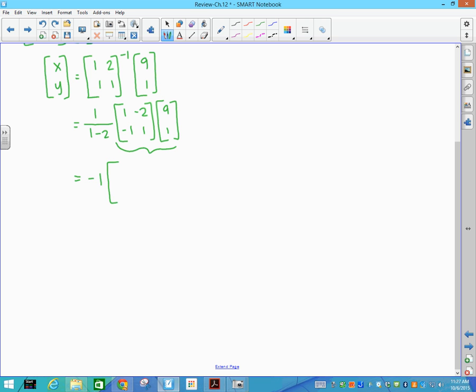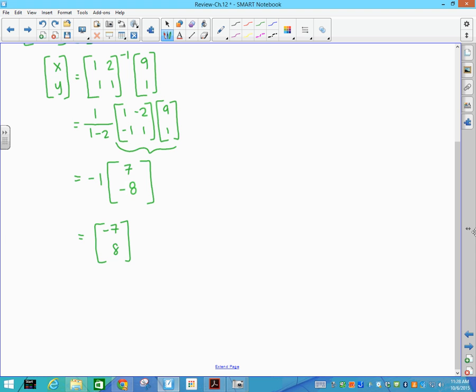Then I'm going to calculate this, and I'm going to just do it out so that I don't make any mistakes. This is a 2 by 2 and a 2 by 1, so I'm going to end up with a 2 by 1. So 1 times 9 is 9, plus -2 is 7. -9 plus 1 is -8. So when I distribute that through, then of course the matrix that I get is -7, +8.